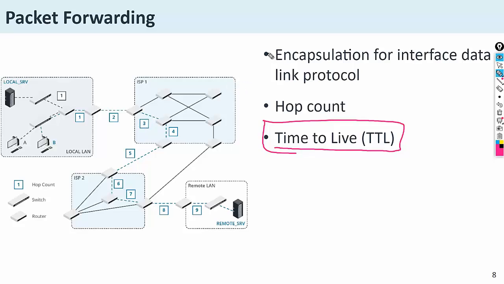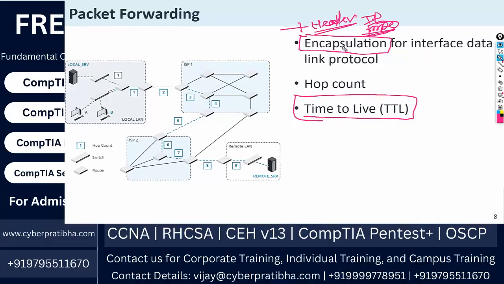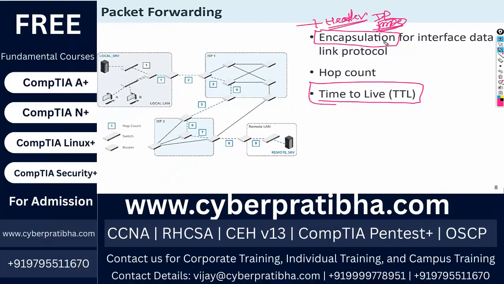Then there is one other process, encapsulation. We have discussed encapsulation already: adding the headers is called encapsulation. So which types of header can be added? Like the IP header and the MAC header. In a frame the MAC header is added. So yes, encapsulation for the interface data is a link layer protocol, where the MAC address is considered.